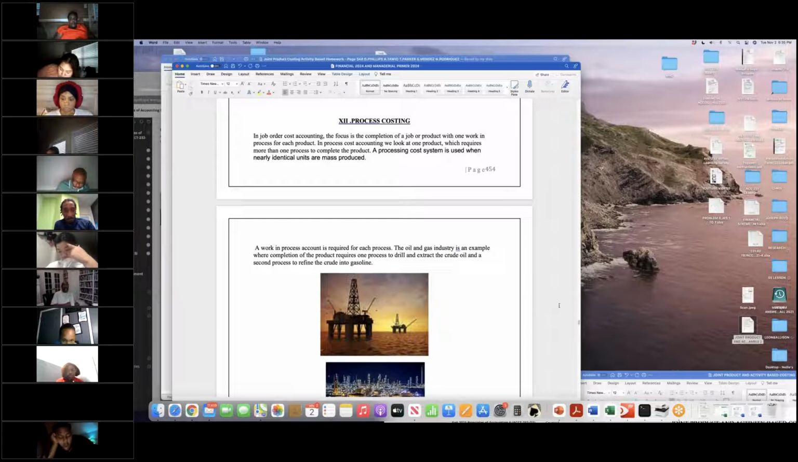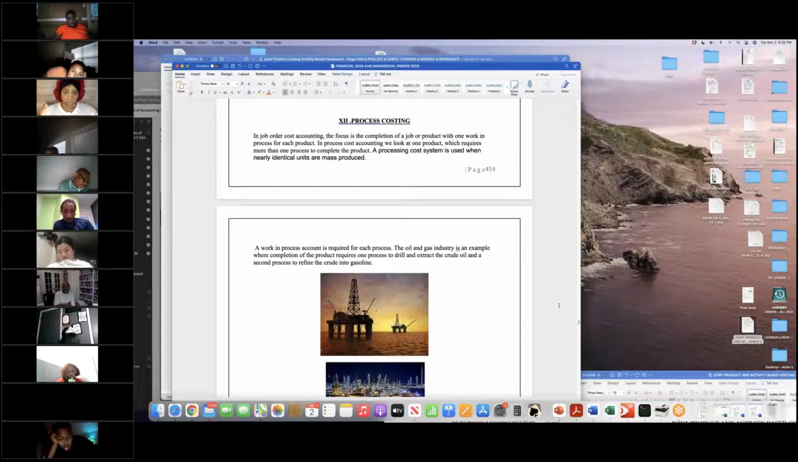When we were doing the job order, we had a specific job to complete, and we needed a work in process account for each product. So we had one product, one work in process account. When we had 2 products, you needed 2, 3, 4. So each product has its own work in process account. You're going to go through those calculations, but a lot of it is virtually the same.